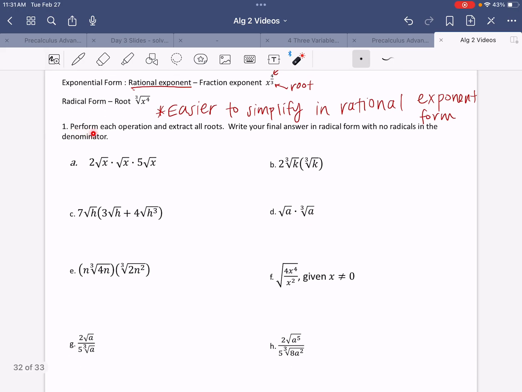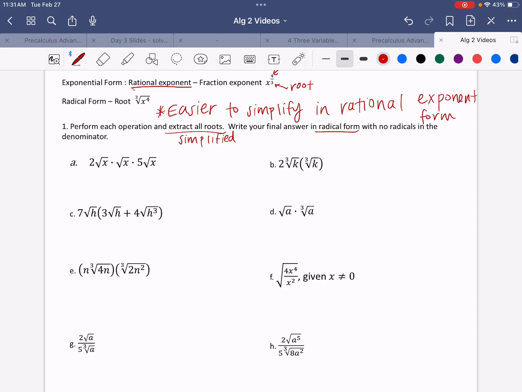It says perform each operation and extract all roots. That means our answer needs to be simplified. And it says write your final answer in radical form with no radicals in the denominator. So there's a chance we'll have to, at the very end, rationalize our answer like you did in geometry. Okay, so let's get started.